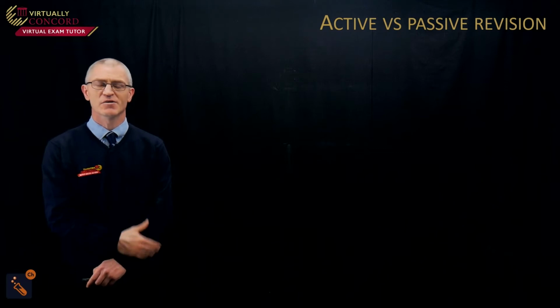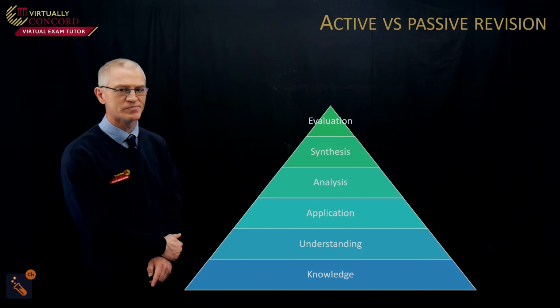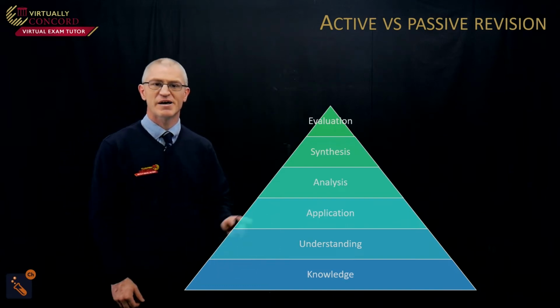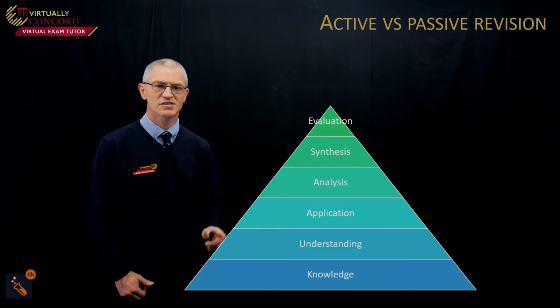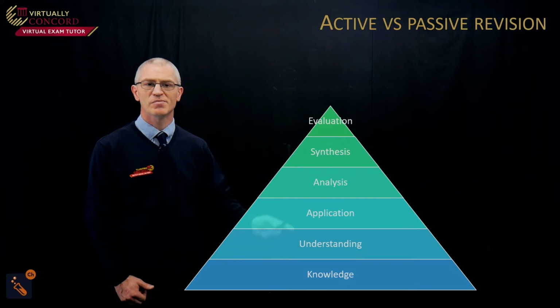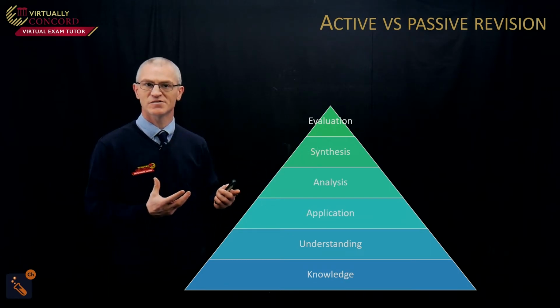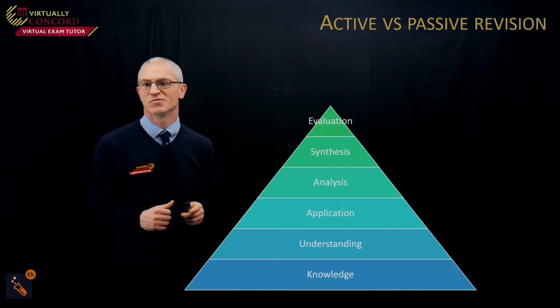Now, how else can I make my revision active? I'm going to show you something called Bloom's taxonomy. Bloom's taxonomy is about how you learn and how the teachers teach you. Essentially, they want you to have some knowledge and some understanding at the start, and then they want you to apply that understanding and knowledge, analyse the information that you're given, maybe synthesise some information, create some information of some sort, and maybe evaluate some information.